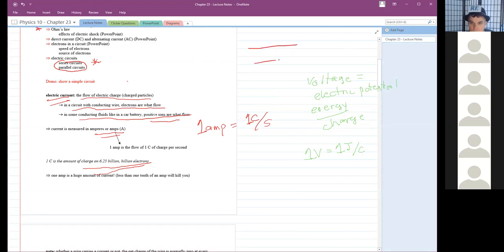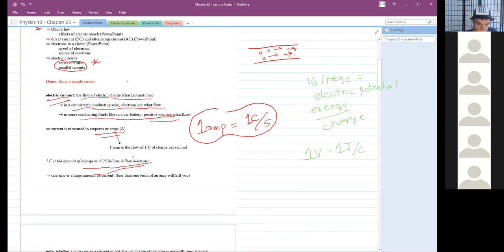If I had a wire and I have a bunch of little electrons that are flowing in the wire, and I looked at a certain area and saw how many electrons flowed past this point in a given time, that's what we call current. And current is measured in amps, and an amp would be 1 coulomb of charge flowing past a given point in 1 second. And let me just say, an amp is a huge amount of current.